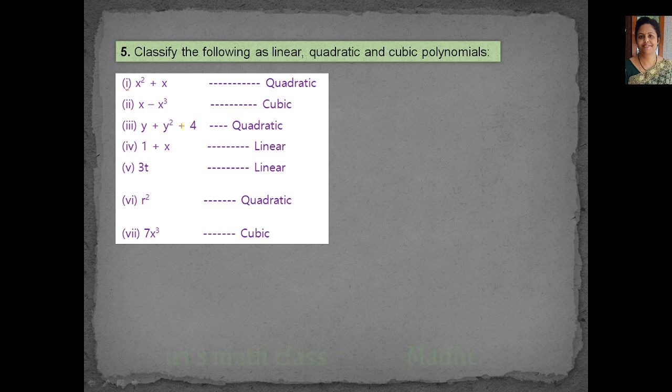Then y plus y squared plus 4. Highest power is 2 means quadratic polynomial. Here 1 plus x. Highest power is x raised to 1. So it is a linear polynomial. 3t, highest power is 1. So it is a linear polynomial. r squared, its power is 2. So it's a quadratic polynomial. 7x cubed. The power of x is 3. So it's a cubic polynomial. When the degree of the polynomial is 1, it's a linear polynomial. When the degree is 2, it is a quadratic polynomial. And when the degree is 3, it is a cubic polynomial.